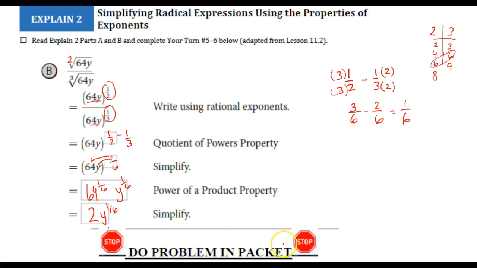Just like it says here, stop here and try out the problems in your packet for Explain 2. Alright, and we'll come back and do Explain 3 in just a moment.